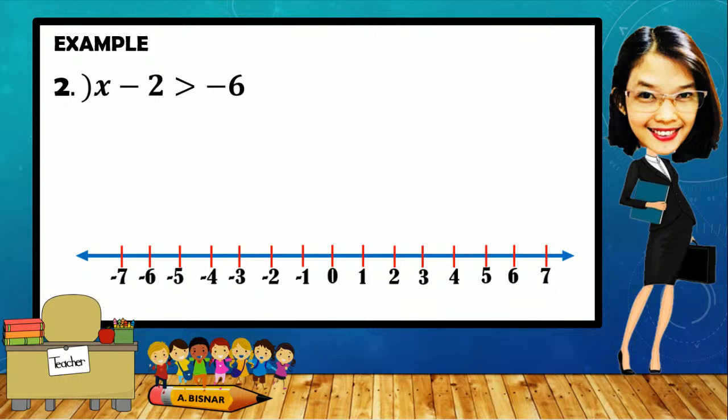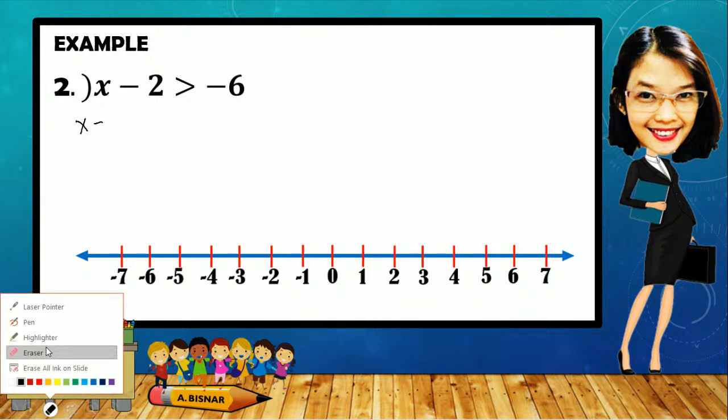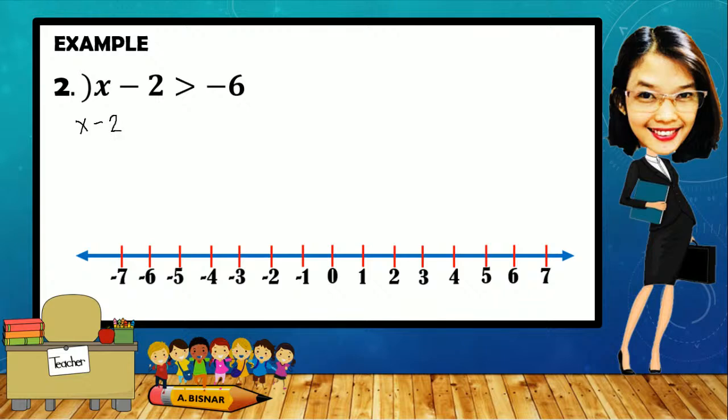Next, x minus 2 is greater than negative 6. Since that is minus 2, then you have to combine it with the other constant on the right side. So, this means that we have to add 2. So, let us write x minus 2 plus 2 is greater than negative 6 plus 2. Again, kung ano yung ginawa sa kaliwa, gagawin din sa kanan.